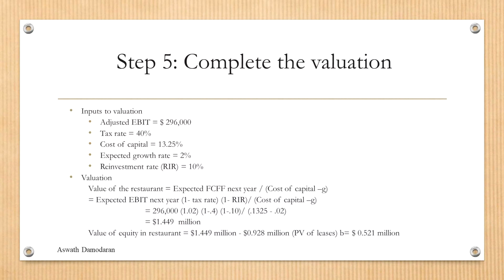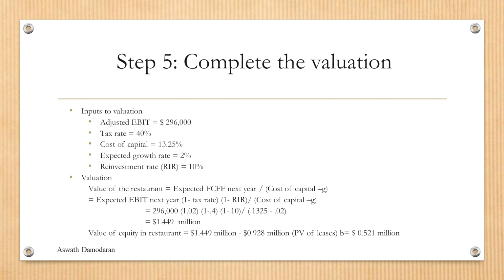So next, step 5 is to complete the valuation and calculate free cash flow to the firm. We start with the adjusted EBIT of $96,000. Then we apply a 40% tax rate, and we will discount free cash flow to the firm by using the cost of capital, which is 13.25%. We also assume a 2% constant growth rate and a 10% reinvestment rate.